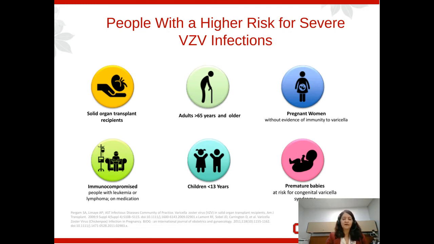So people that are at higher risk for severe VZV infections are shown here. We have solid organ transplant recipients. So it's mainly immune-compromised individuals, adults 65 years or older, pregnant women without evidence of immunity to varicella, immune-compromised people with leukemia or lymphopenia or on medications, children less than 13 years of age, and also premature babies. So you can see there's a wide list of people at high risk of VZV infections.